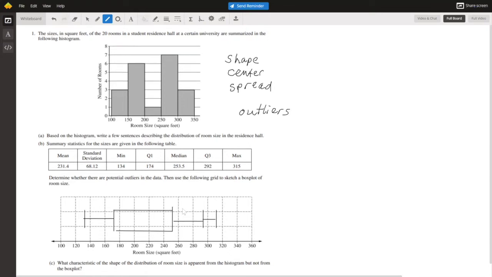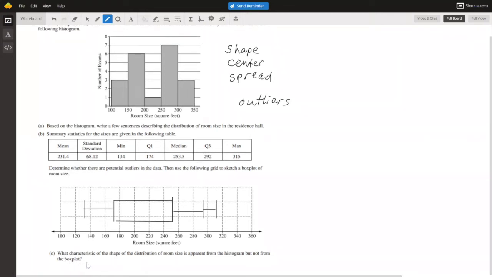Nothing right now. Gotcha. So what characteristic of the shape of the distribution of room size is apparent from the histogram, but not the box plot? I think the bimodal part. The bimodal part, absolutely.